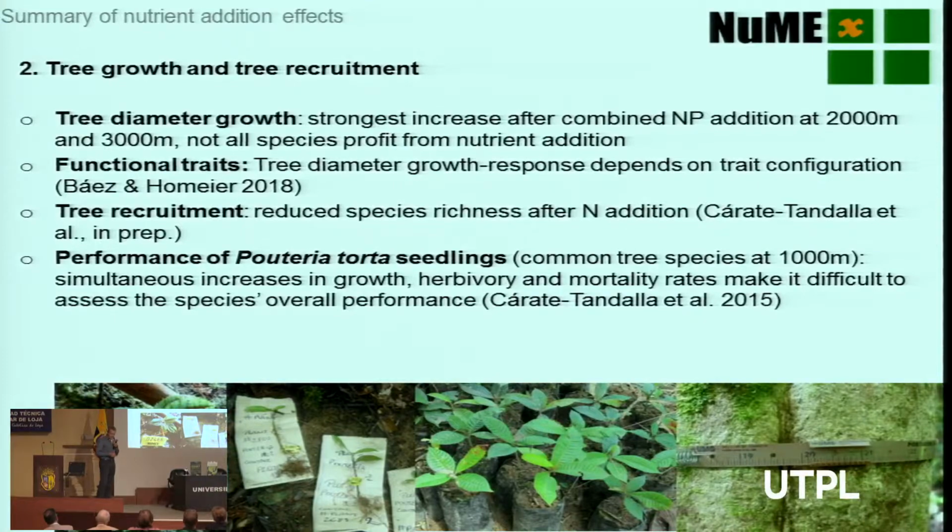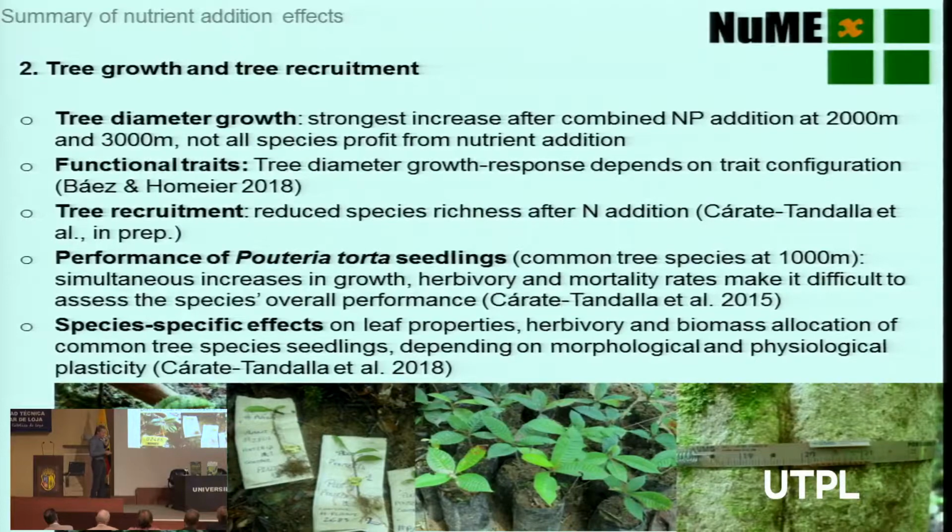Then we had one experiment where we planted seedlings. These seedlings of Pouteria torta at 1,000 meters. We produced seedlings from seeds collected in the forest, then planted them to the forest and harvested the seedlings after 1 year to see how they perform in the different treatments. And what we found was that they were faster in growth where we added nutrients. But on the other hand, they also had higher herbivory and higher mortality rates. So that makes it difficult to see if the overall performance is better under nutrient addition or it's not so good.